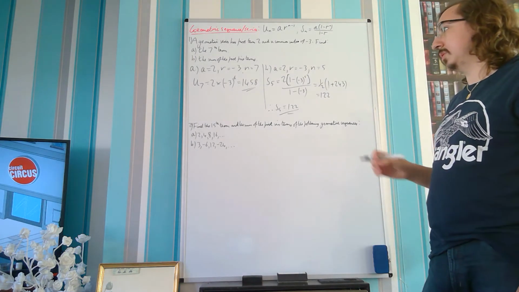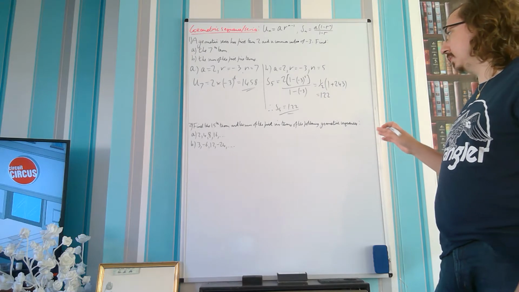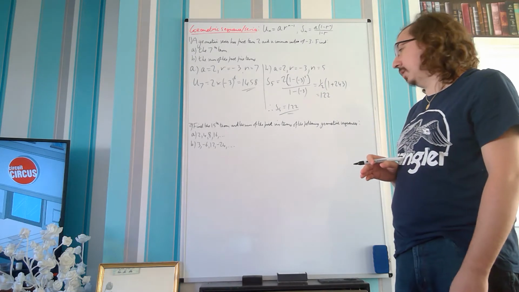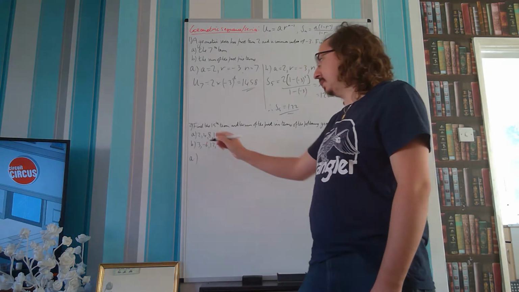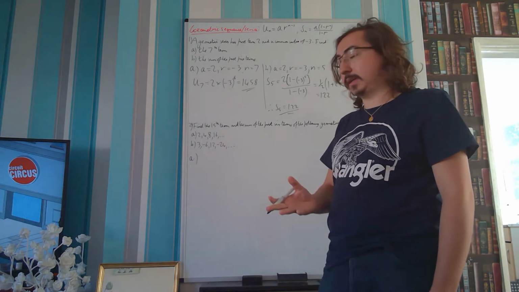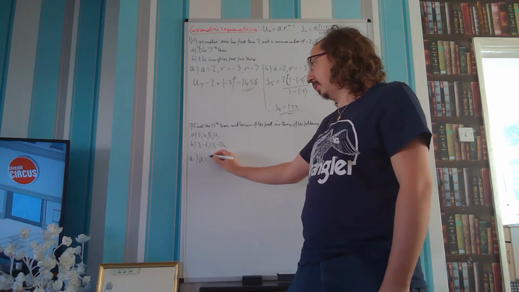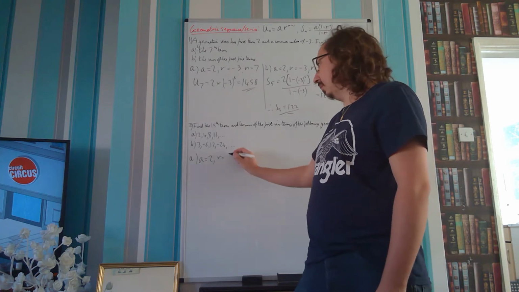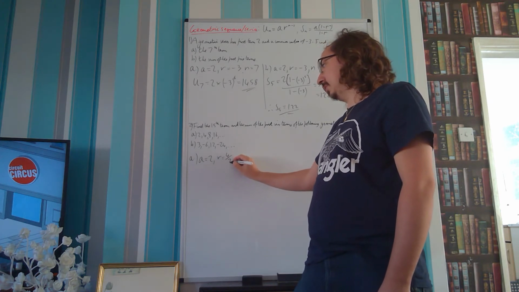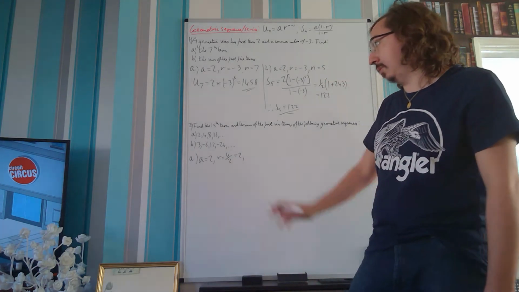Moving on to question 2 then, we want to find the 15th term and the sum of the first 6 terms for the following 2 geometric sequences. So in part A, we've got 2, 4, 8, 16. Well, let's list our key information. Our a value, our first term, is 2. The common ratio r, well, we can find that by doing the second term divided by the first term, so 4 divided by 2, which is equal to 2.